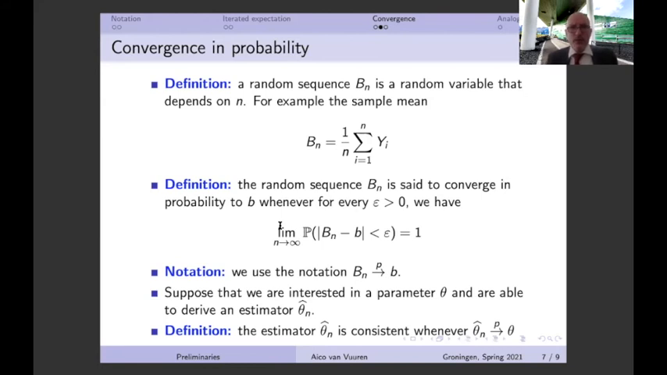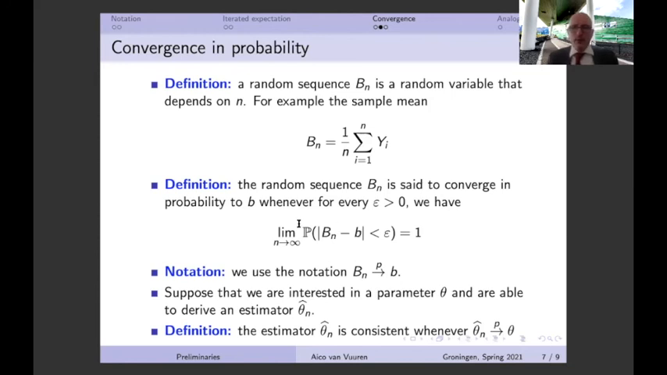Well, the definition of convergence in probability is: the random sequence Bn is said to converge in probability to B whenever, for every epsilon larger than 0, we have that the limit, in the case that n goes to infinity, of the probability of the absolute value of Bn minus B smaller than epsilon is equal to 1.